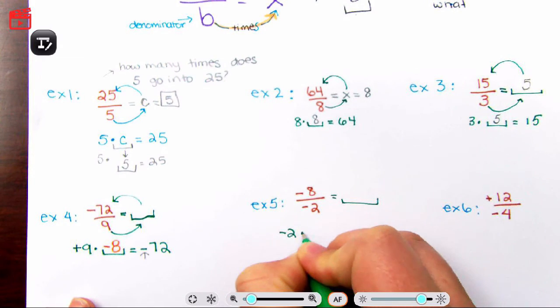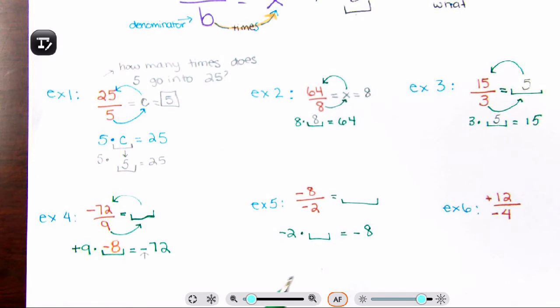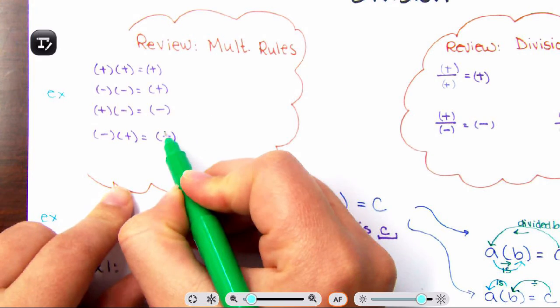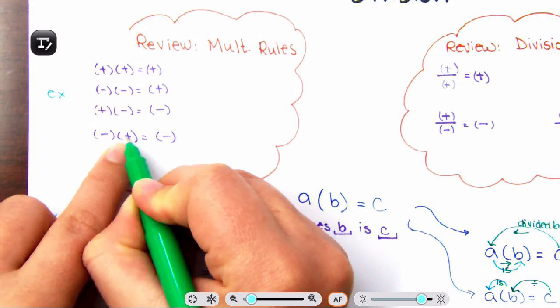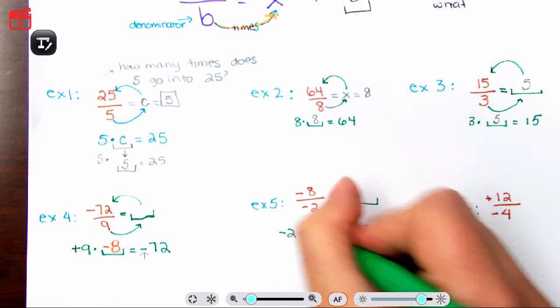Negative 2 times what is negative 8? Multiplication. I need a negative answer, so it's one of these, and I have a negative here. So that means this number needs to be positive. So whatever number that is needs to be positive.